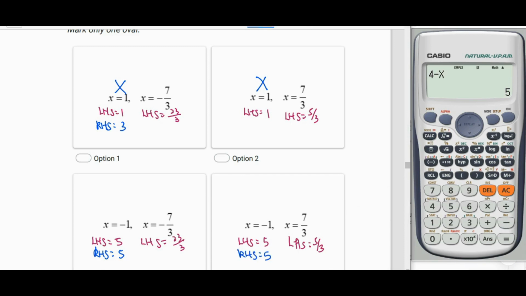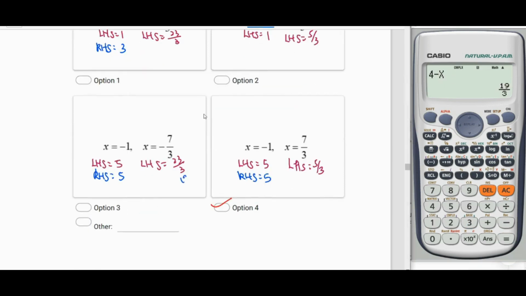So we are going to consider these two options. Calculate for -7/3, which gives 19/3. Okay, so this answer is out already. Lastly, 7/3 gives 5/3, yes. So left hand side equals right hand side. So this is the answer.